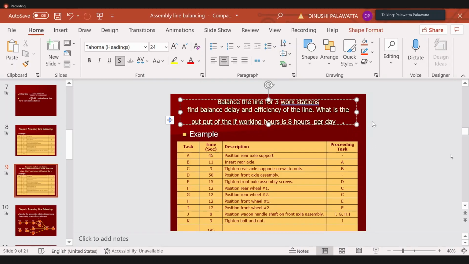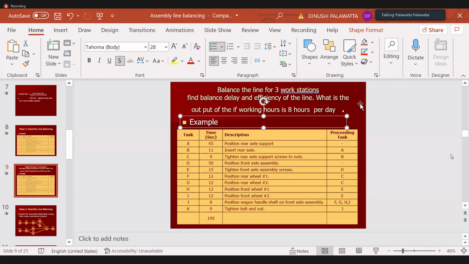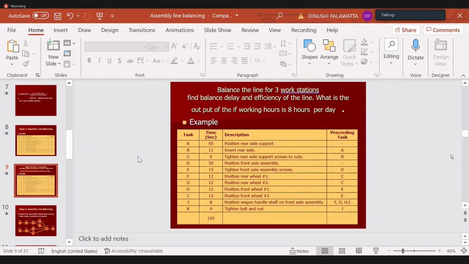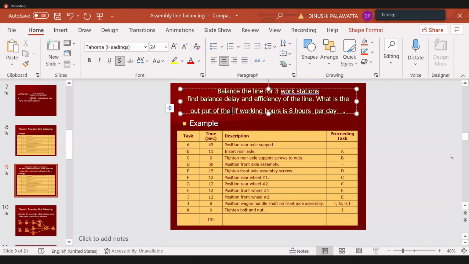Okay, you take down this question, this part. So, balance the line for 3 workstations. Find the balance delay and efficiency of the line. What is the output of the day if working hours is 8 hours per day?